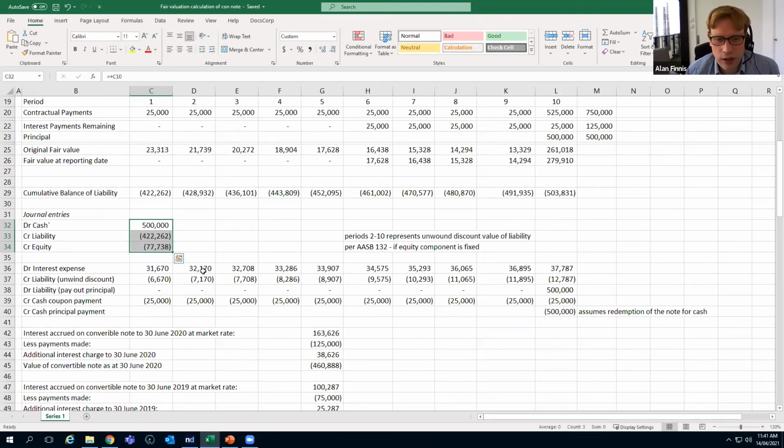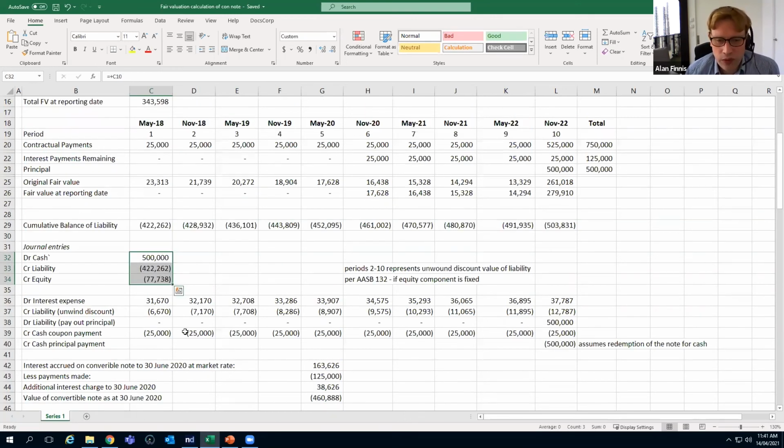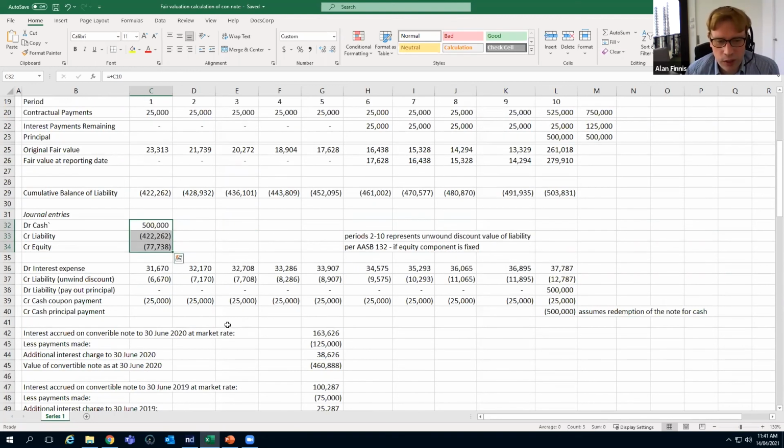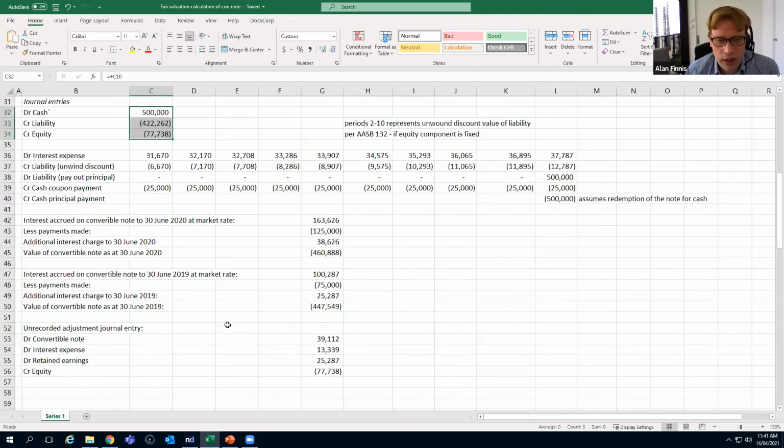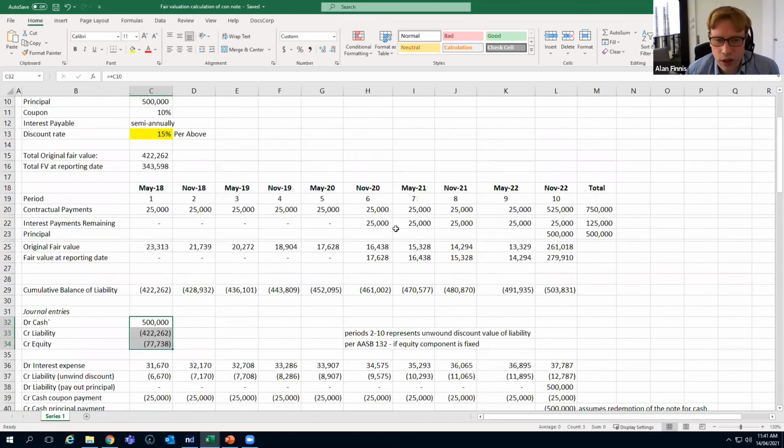So you can see here, the interest expense is going through the P&L. We're increasing our liability by 7,000 in this case for the period, and then we're also paying out our coupon in cash. If we didn't have cash coupon payments, we would just be accruing this interest against the liability, and that would effectively be increasing the value of the liability. This then comes down and makes our journal entries at each reporting date based on where we are in the timeline of the note.